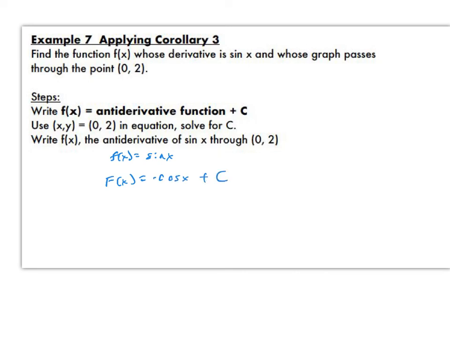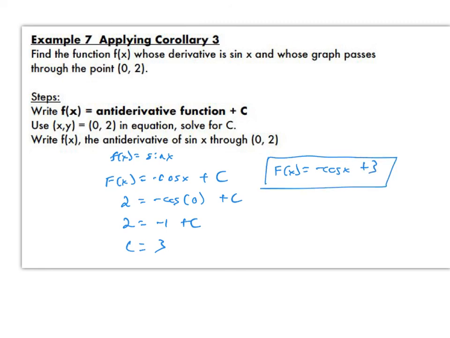Well, how do we know this? Because the derivative of negative cosine is positive sine. Now what I'm going to do is sub in 0 and 2 and solve for the c. 2 goes in for big F, and the 0 goes in for x. And now I'm able to figure this out. The cosine of 0, of course, is 1, but there's the negative. So my c value works out to be 3. So the final answer here, our antiderivative, is going to be negative cosine x plus 3. That's the specific one that works here. All right, that should wrap up this one.